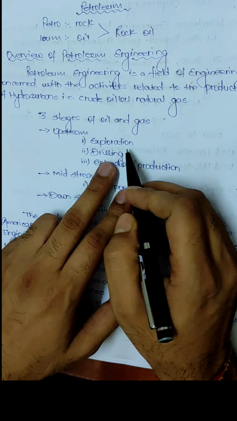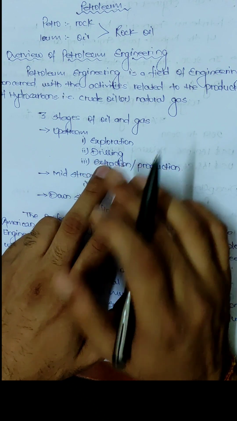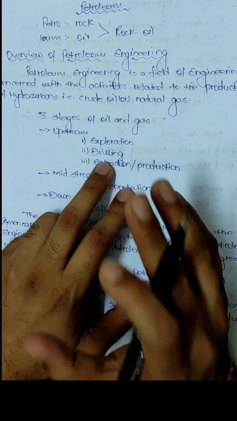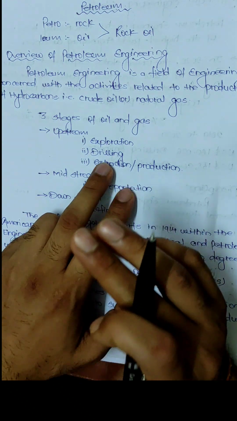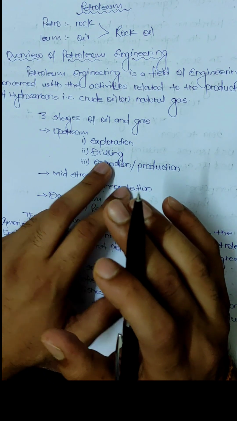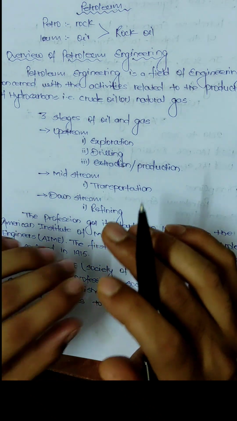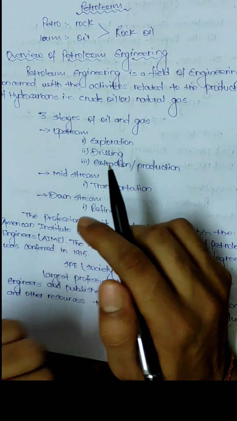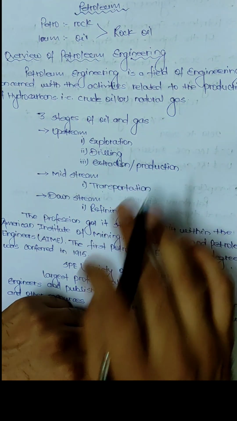Once the exploration is completed, and we come to know that this place has the presence of fossil fuel, the drilling activities are done. Drilling uses technology and heavy equipment machines to drill the subsurface and reach the pay zone or the reservoir where the hydrocarbons are present. Once the drilling is completed, comes extraction or production, which means taking out the hydrocarbons from the subsurface to the surface. That's the basic point of extraction or production.